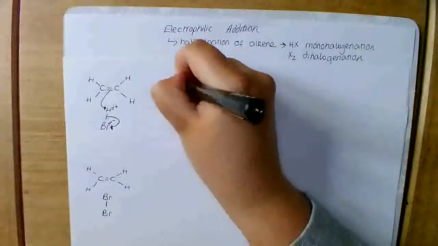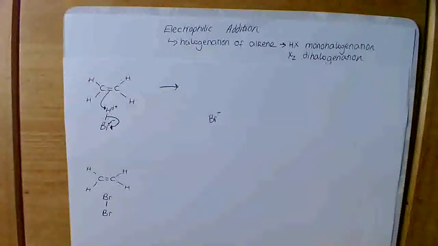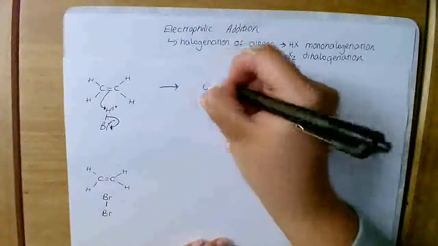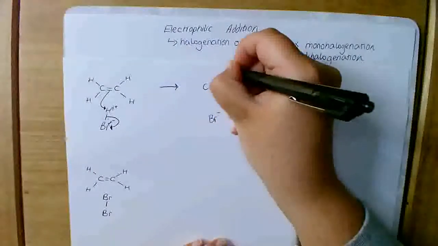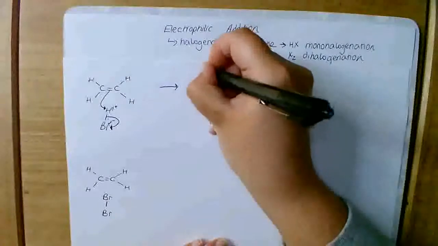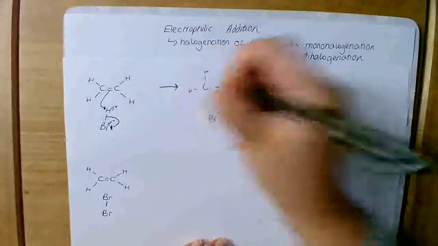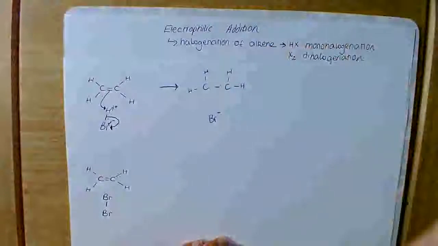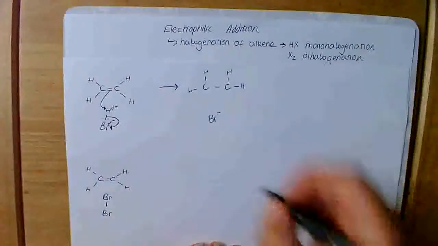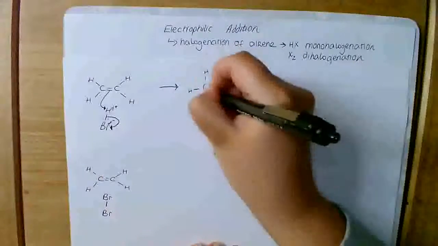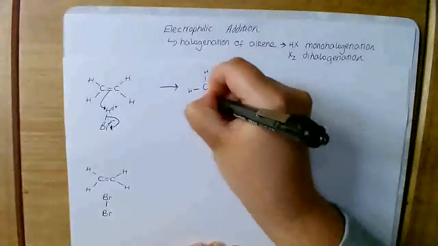We also at this stage form our carbocation intermediate. Because we have a symmetrical alkene, it doesn't matter on this occasion where we put the hydrogen. But if you have a non-symmetrical alkene, you will need to consider Markovnikov's rule to work out which is your major and minor product. So on this occasion, I'm just going to put the hydrogen on the left-hand side.